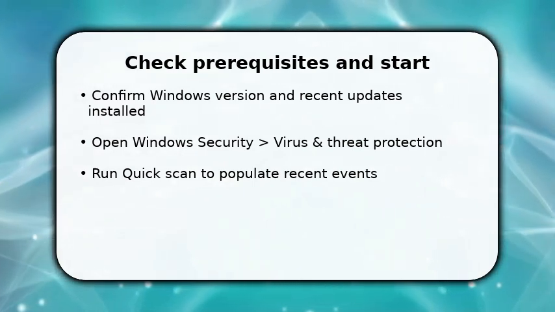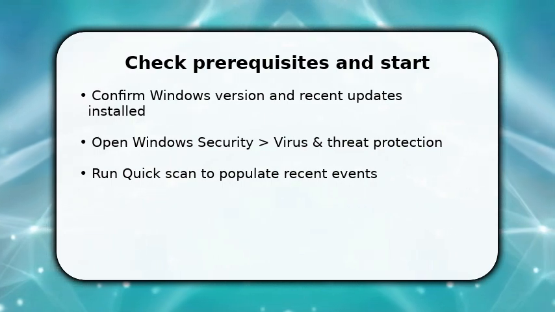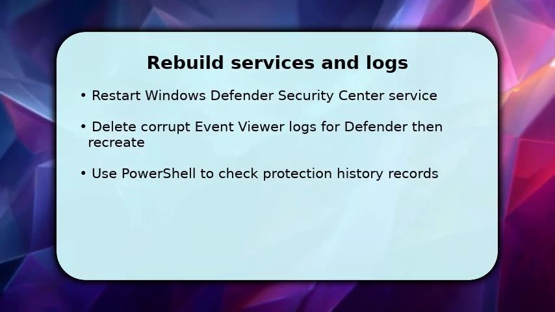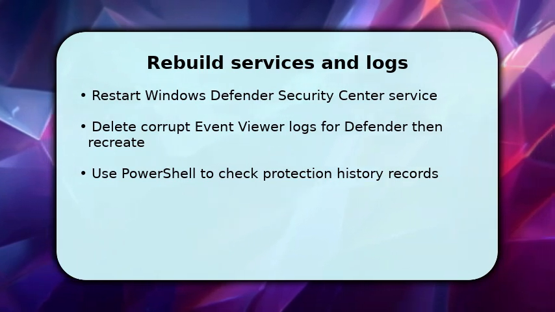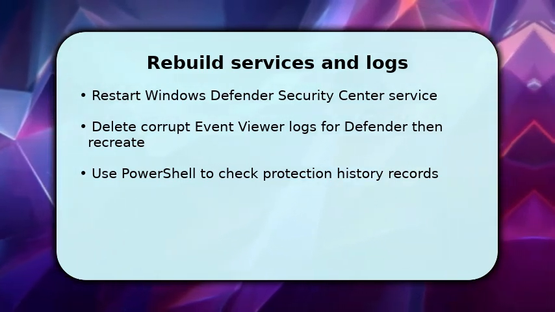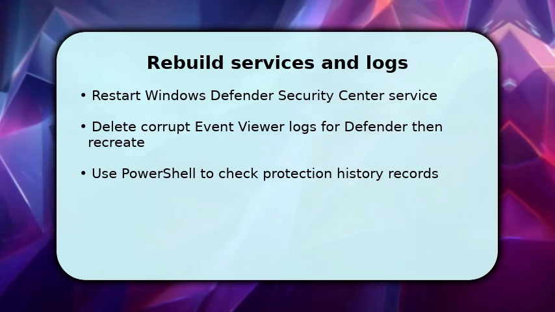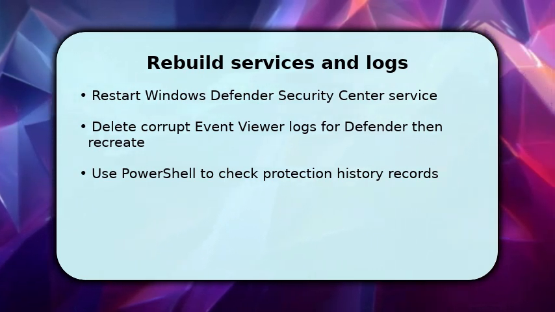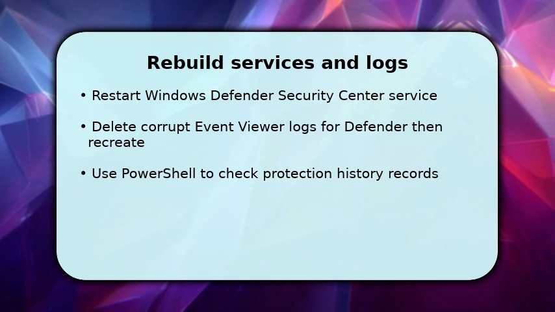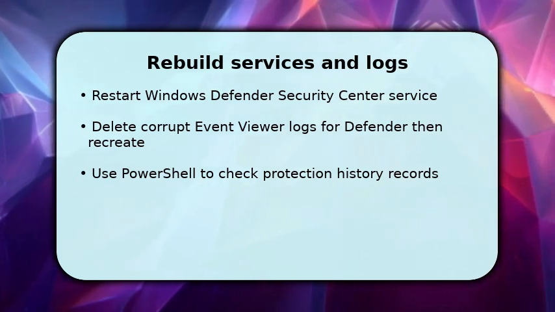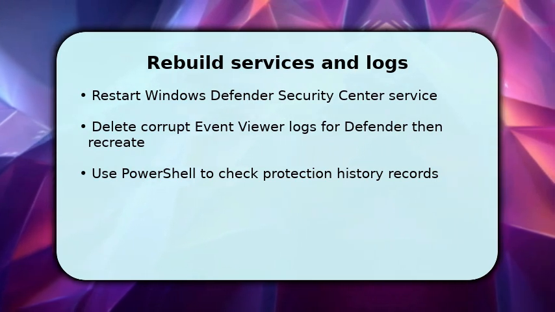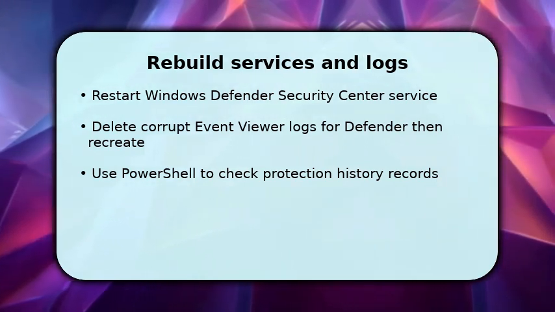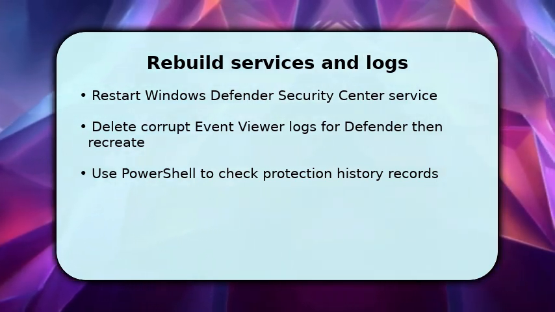Now continue by repairing the components that show history. Open Services and restart the Windows Defender Security Center and Windows Defender Antivirus Service. This refreshes runtime logging. Next, open Event Viewer, backup then clear the Microsoft Windows Defender/operational log if it's corrupted, because old corrupt logs block new entries. Once done, run PowerShell as admin and use Get-MpThreat to verify records.